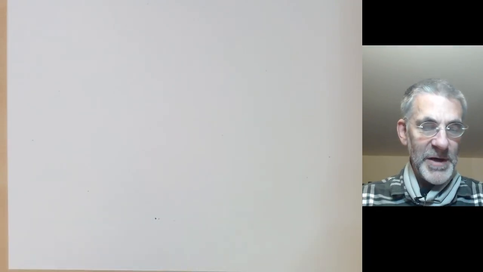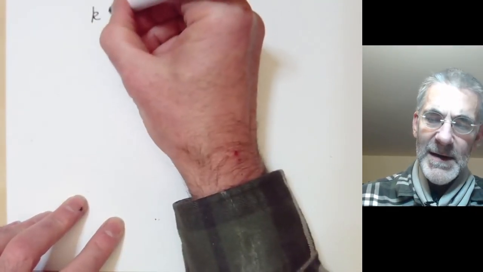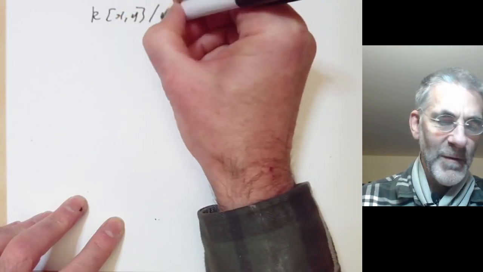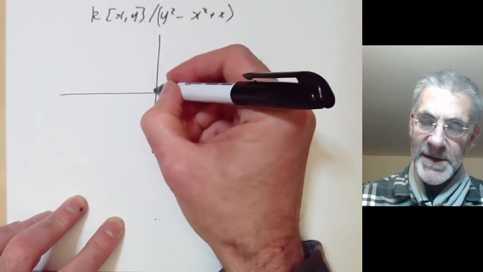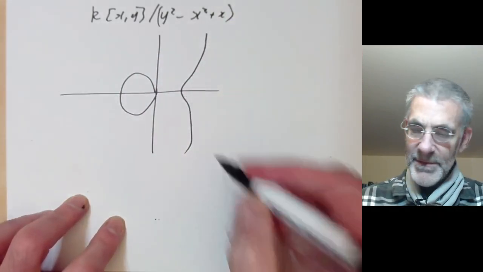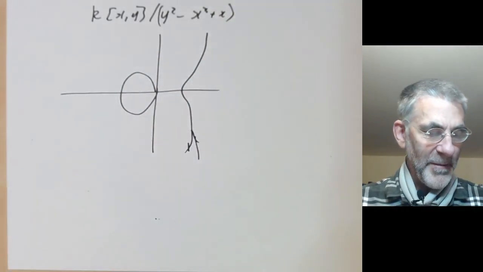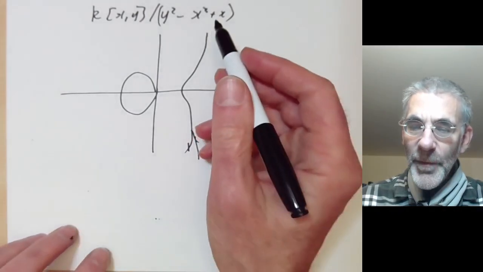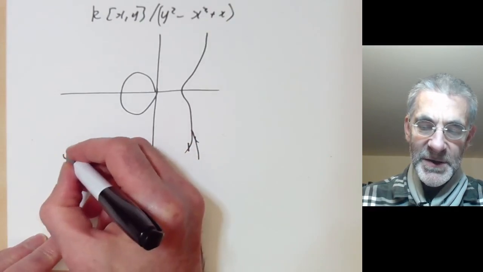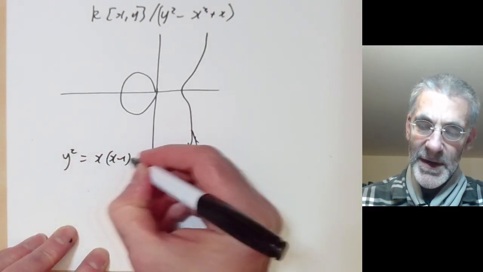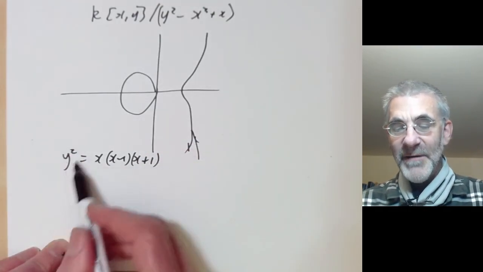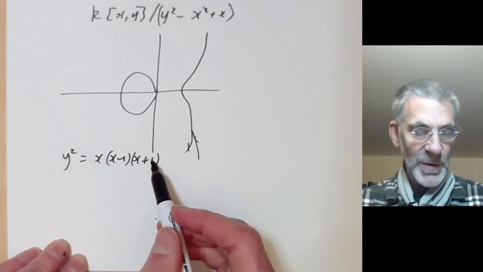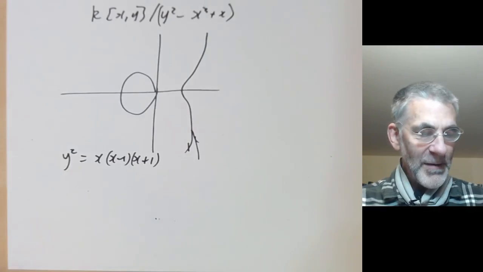So now let's look at this unique factorization from the geometric point of view. Here we have, let's just take this elliptic curve k[x,y] over y squared minus x cubed plus x, which looks a bit like this. There's an obvious example of non-unique factorization because y squared is equal to x times x minus 1 times x plus 1. And here we have two completely different factorizations. You can factor this either as y squared or as x times x minus 1 times x plus 1. And now let's look at the zeros of all these.